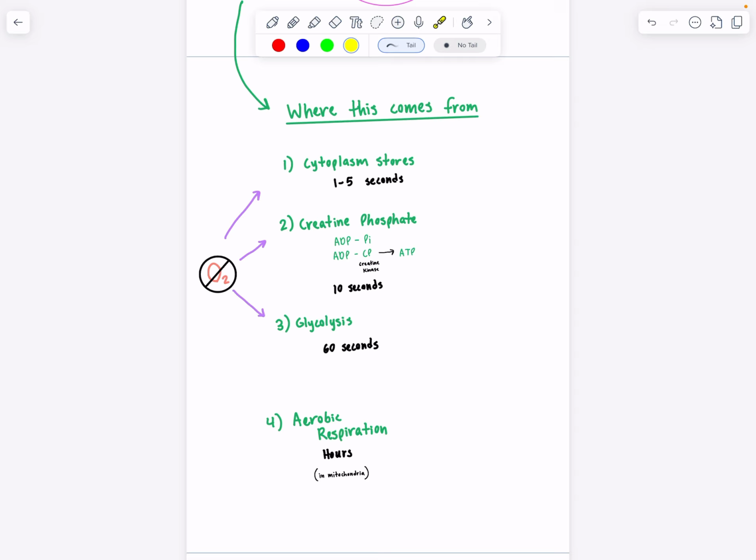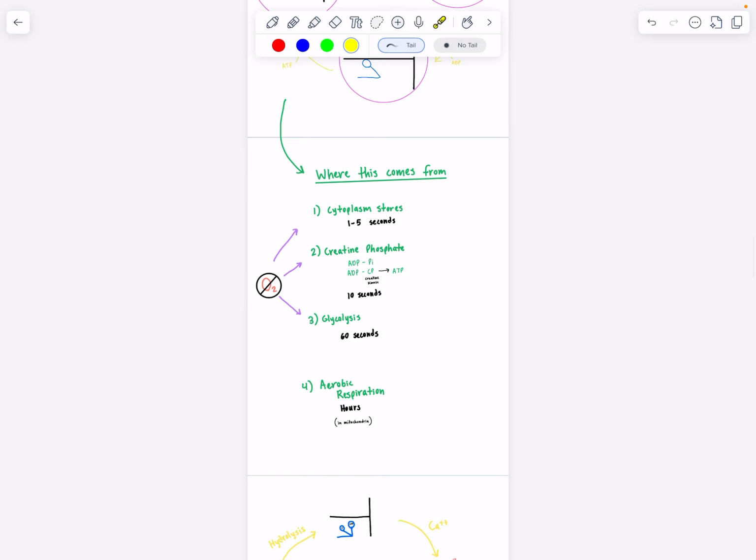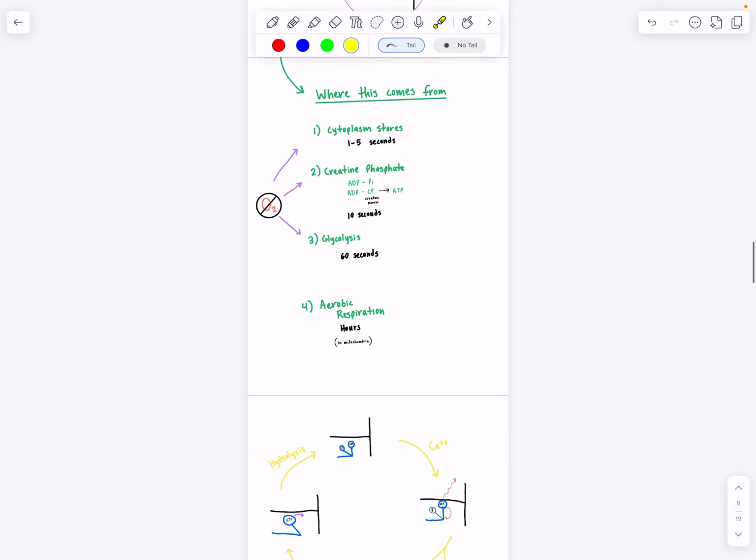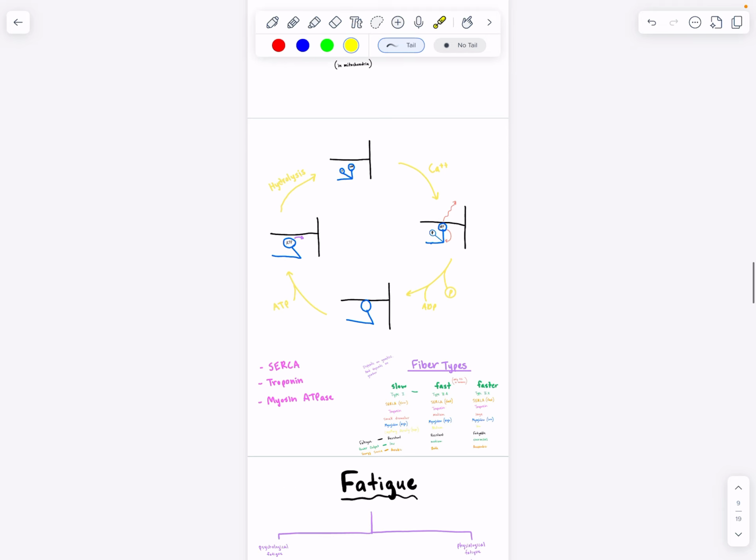The cytoplasm, if it comes from there, can only last for 1 to 5 seconds. This one lasts for 10 seconds. This one lasts for 60. But then the best and most effective is aerobic respiration. It uses oxygen coming from the mitochondria, and this can last for hours. That will make more sense when we talk about the different types of muscle fibers and where they get their energy sources. I believe that's the next question, so we'll go ahead and go into that.